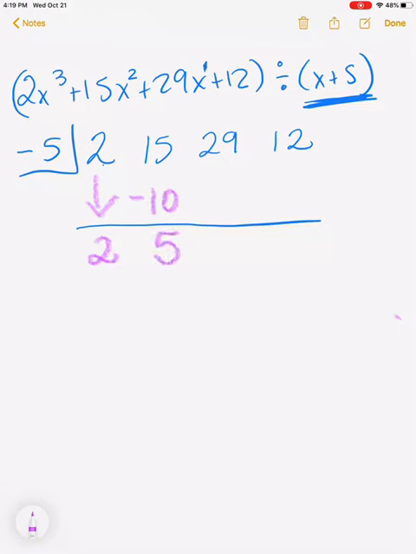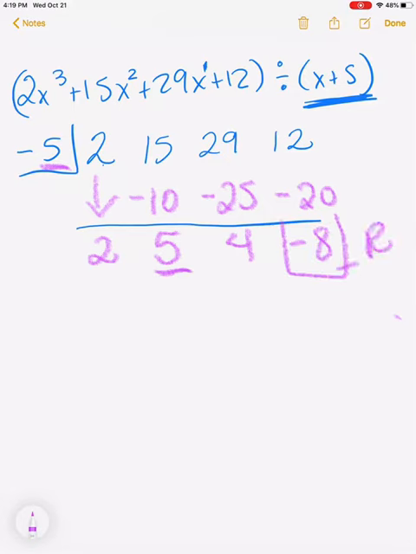Okay, I'm going to multiply. 5 times negative 5. You're always going to do the 1 on the bottom times whatever's in the box. So 5 times negative 5 is negative 25. We add them together. 29 and negative 25, and that makes 4. Then we're going to multiply 4 times negative 5, which makes negative 20. And then add 12 plus negative 20, and you get negative 8. Negative 8 is your remainder.